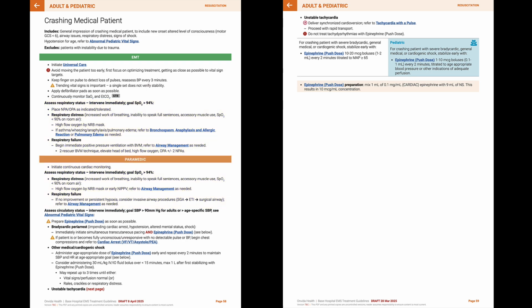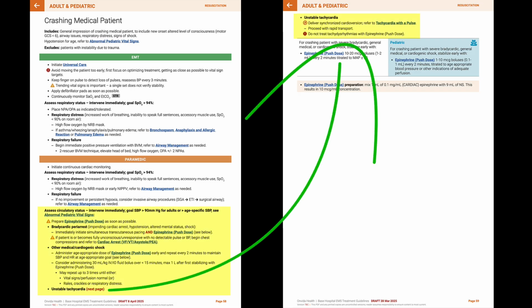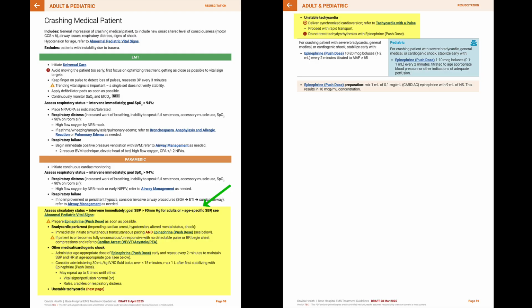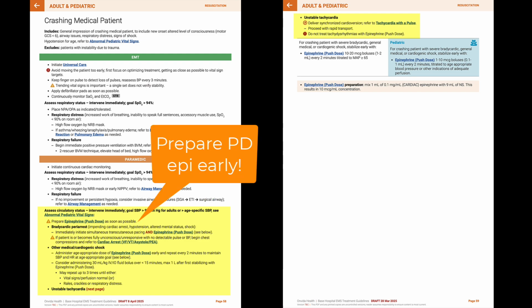If you have the manpower available, another paramedic should be simultaneously focusing on the circulation assessment while airway and breathing is being addressed. The idea here is to get the systolic blood pressure above 90 for adults and age-appropriate blood pressure for pediatric patients, or a mean arterial pressure above 65. This is the threshold that is felt to be high enough to perfuse the vital organs, including the brain, the heart, and the kidneys. Make sure you prepare push-dose epinephrine as early as possible so you have it ready.